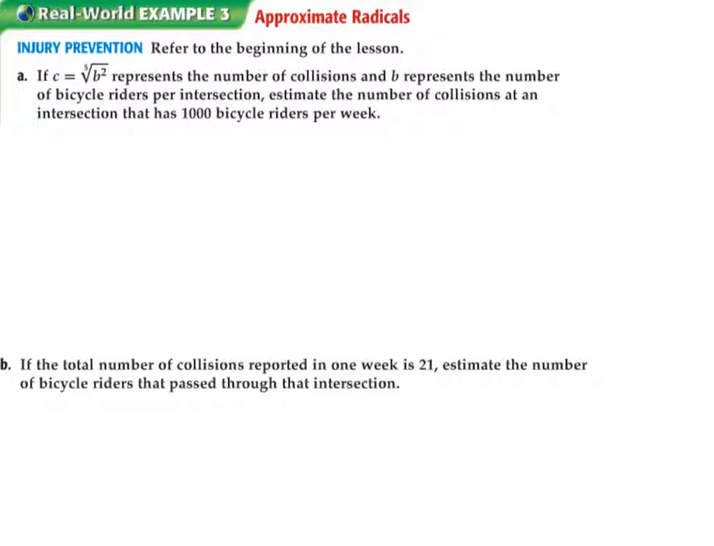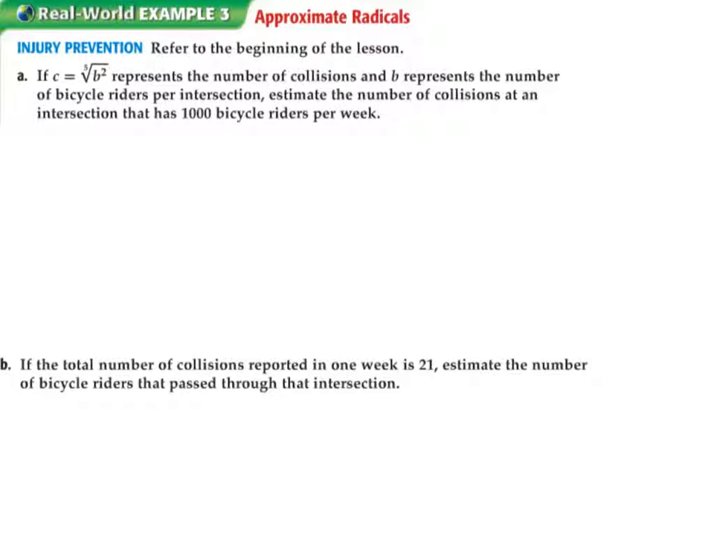In example 3, it's a real-world example, and we're talking about injury prevention. It says to refer to the beginning of the lesson. You guys don't see that, but we don't really need to do that for this anyway. It says, if c is equal to the 5th root of b squared, represents the number of collisions, and b represents the number of bicycle riders per intersection, estimate the number of collisions at an intersection that has 1,000 bicycle riders per week. Now, we have to understand that we want to find out how many collisions there are, so we're going to be solving for c.